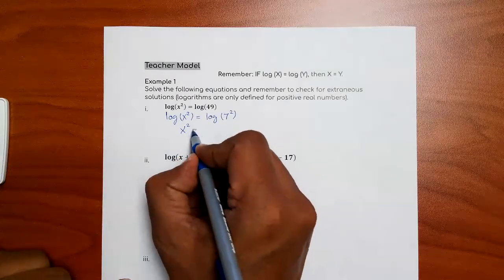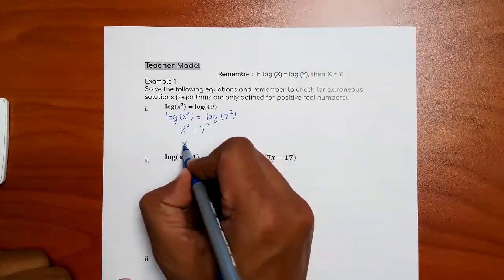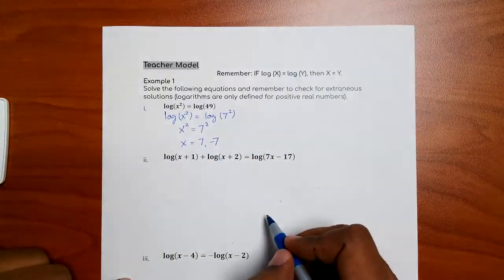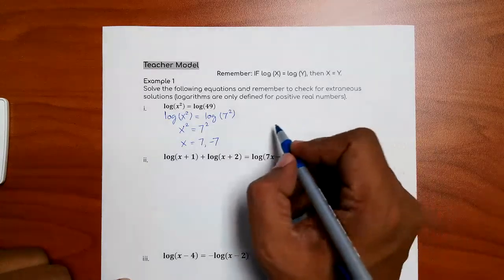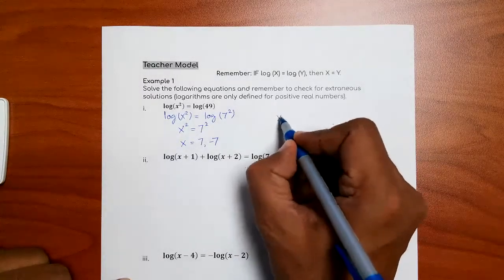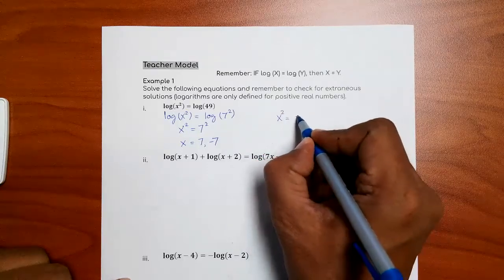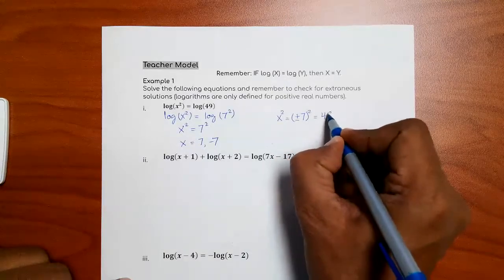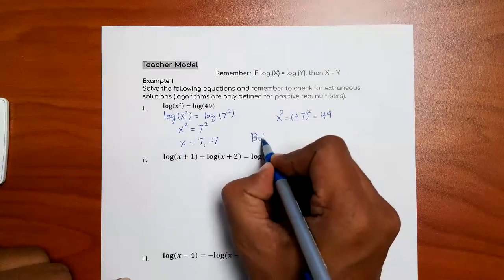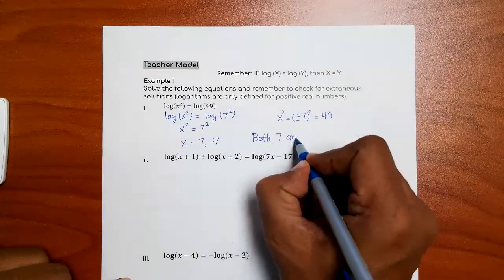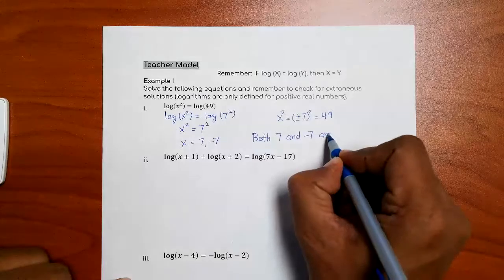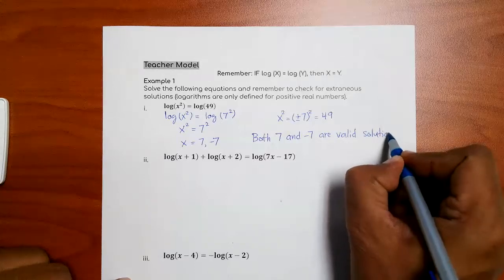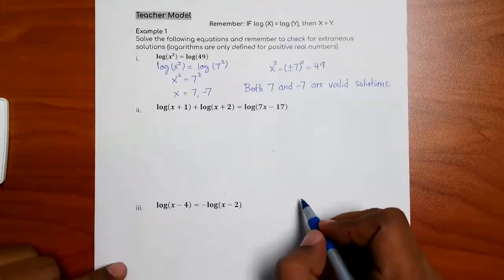So x squared is equal to 7 squared, and when you take the square root, x will be not only 7 but also -7. Now in any case, whenever we put x squared, whether it's +7 or -7, it turns out to be +49. So we can say that both 7 and -7 are valid solutions. Okay, so this is our final answer for this part.